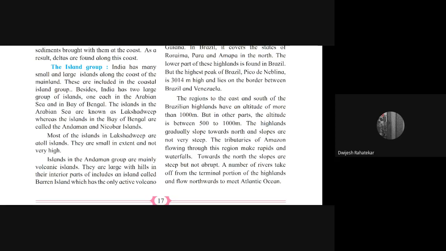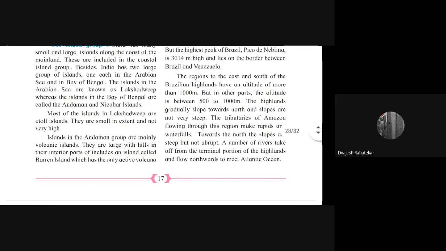The highlands gradually slope towards the north and the slopes are not very steep. Steep means a sharp slope of a mountain or a hilly region. So basically the highlands gradually slope towards the north. The highlands that we have seen in the middle of Brazil, it gradually slopes towards the north.